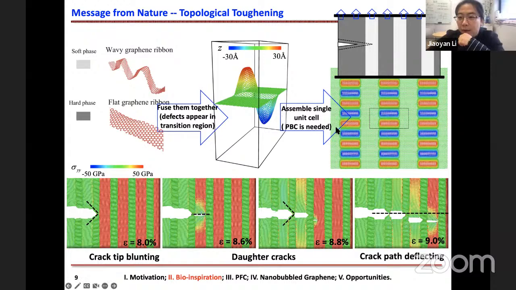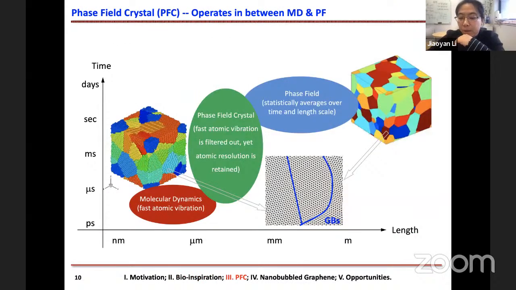So then we're going to talk about how to connect the wavy part and the flat part together. So how to generate those dislocations in the transition area. So for that part, we're going to take the phase field crystal model. When we talk about the phase field crystal model, I find it might be helpful to understand it better by comparing it with the molecular dynamics method and also the traditional phase field method.